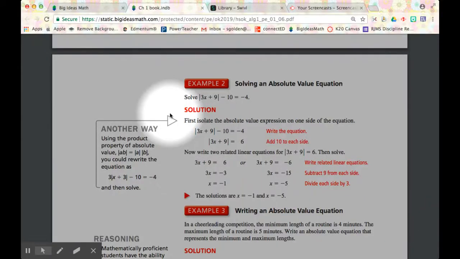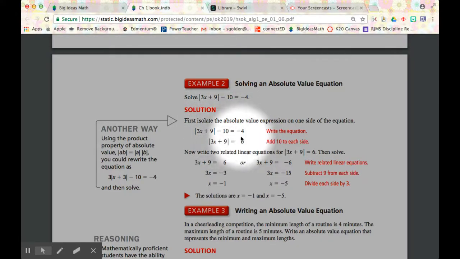Okay, example 2 says solving an absolute value equation, so we're still just doing the same thing. So now we have the absolute value of 3x plus 9 minus 10 equals negative 4. So the first thing we have to do on this one before we can split it into two equations is move this 10 over since it's outside of this absolute value. So we can also see, okay, right now this is negative over here, which can't happen with absolute value, but we don't know if this 10 could change that.